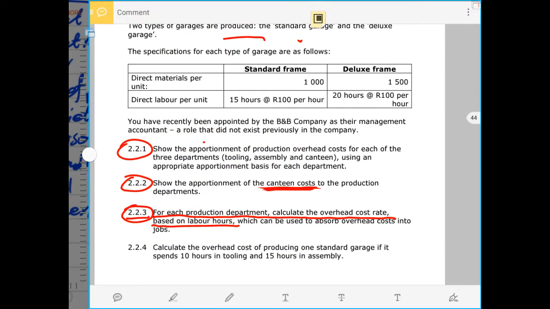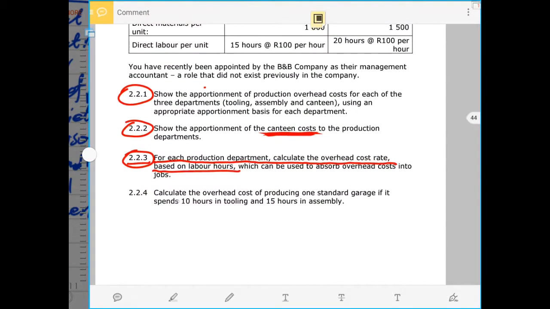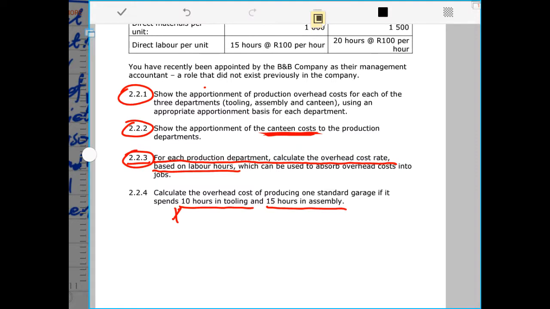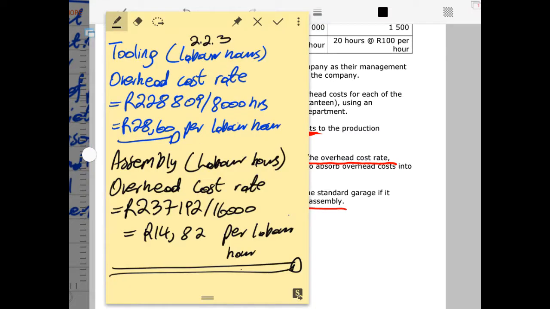The next one, now we are required to calculate the overhead cost of producing one standard garage if it spends 10 hours in the tooling department and 15 hours in the assembly department. So now we have to calculate the cost per unit. And remember, in calculating the cost per unit, you need direct material, you need direct labor, you need overheads. So now we already have our overhead rate, which we calculated as 28 rand 60.